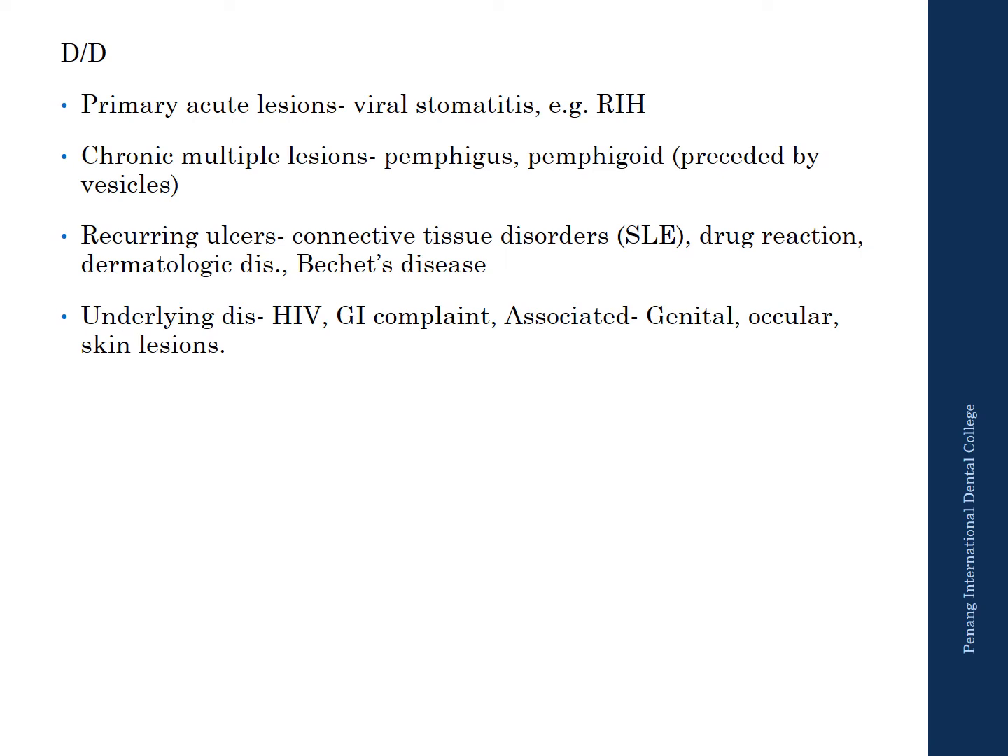Also to be considered as differential diagnosis are chronic multiple lesions like pemphigus and pemphigoid. It's important to remember that even these are preceded by vesicles before ulcers. So patient history taking is very important, and when there is a history of vesicle formation, aphthous should be ruled out. Recurring ulcers like connective tissue disorders such as SLE, drug reactions, dermatological diseases, and even Behcet's disease are all differential diagnoses for aphthous ulcers. And underlying diseases like HIV, GI complaints, and associated genital, ocular, and skin lesions must also be taken into consideration.